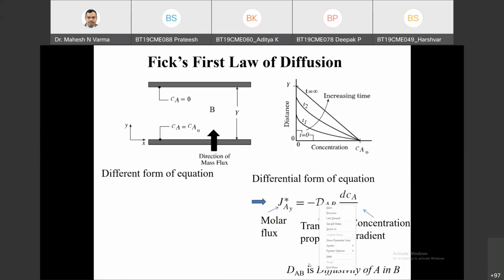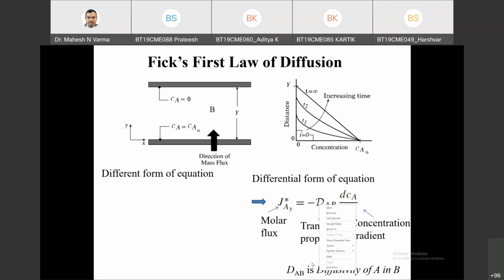Excuse me, sir. Can you be a little louder? Yes, tell me. Sir, in Fick's law of diffusion, we took two plates, and for the lower plate, we considered concentration as CA naught, and for the upper plate, we considered that there was a reaction going on. So why did we consider an infinitely fast reaction? Why couldn't we take it as normal diffusion? We need to equalize the cases.